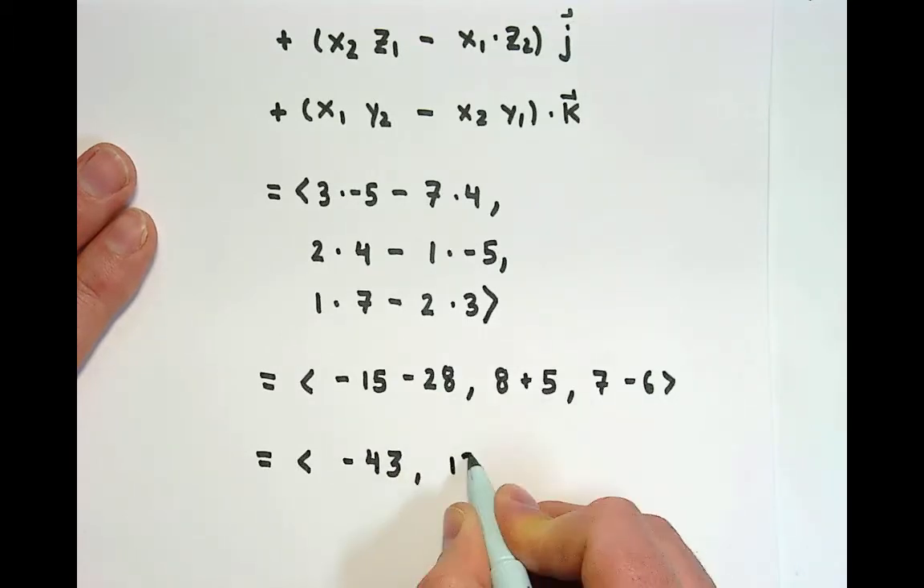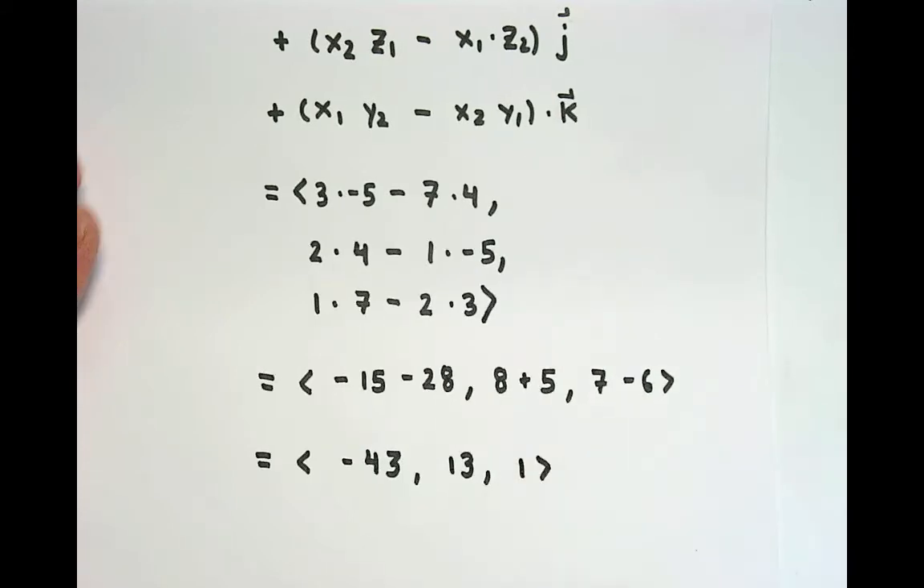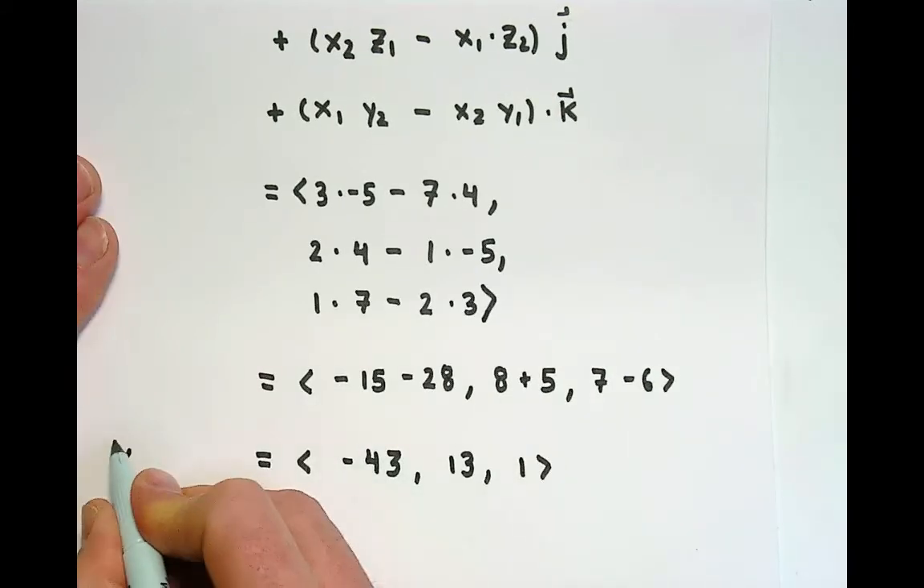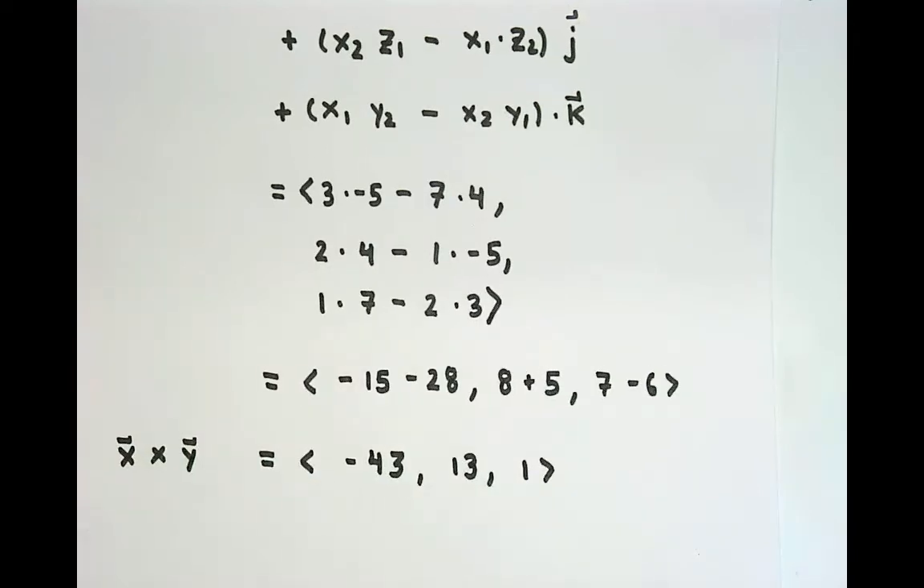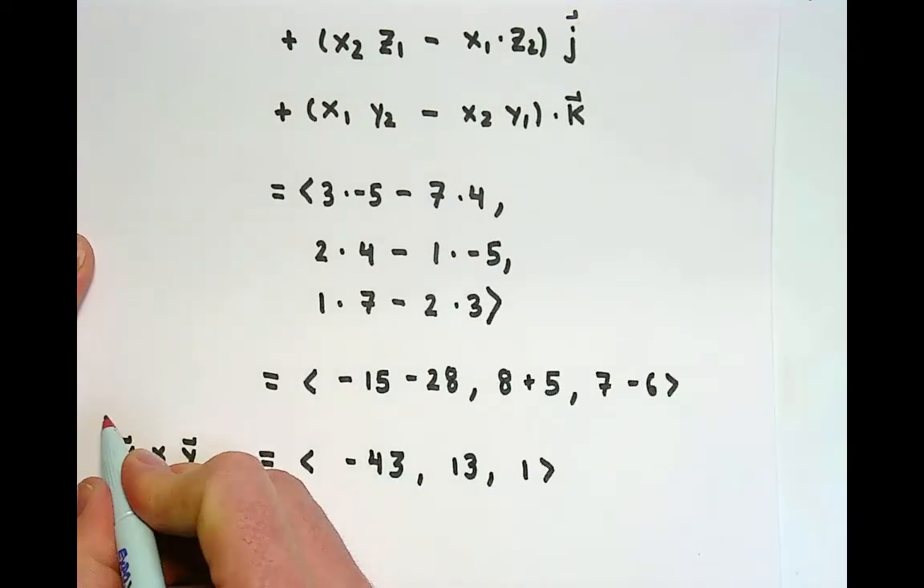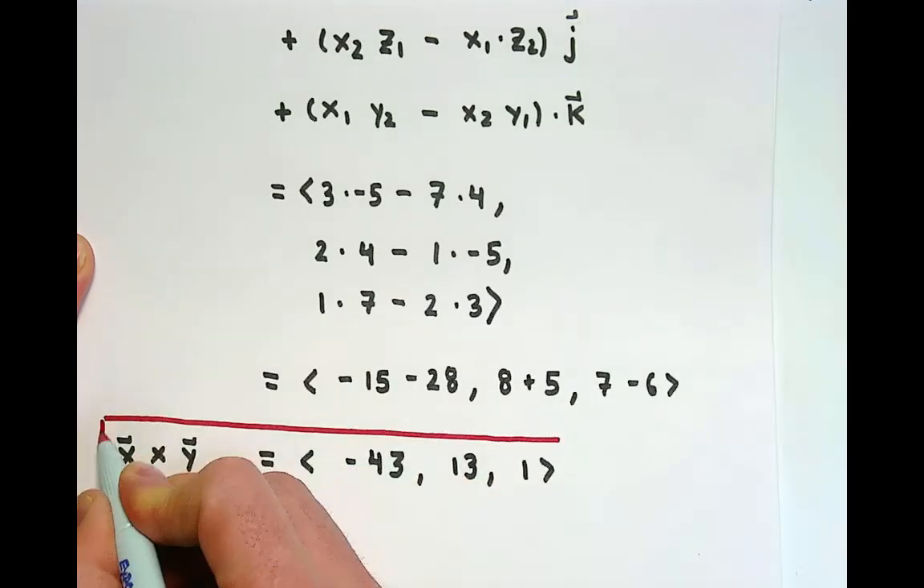8 plus 5, we're praying that that's 13. And 7 minus 6 is 1. So our claim now is that in this particular example, using the component form of the cross product, I have this. For those of you who are at home, I want you to know I didn't look at the formula for the cross product once.